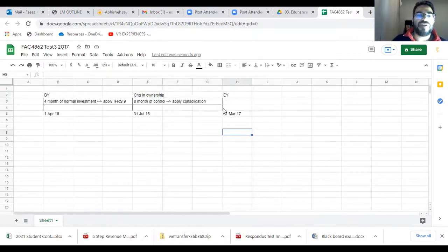Now, that is for the income statement. For the balance sheet, I come over here and I say, at 31 March 2017, what do I have? I have control, which means I have a subsidiary, which means I need to consolidate. So on the balance sheet side, I'll bring on 100% of the assets and liabilities on a line-by-line basis. Just take note of that. That's how you think through it.